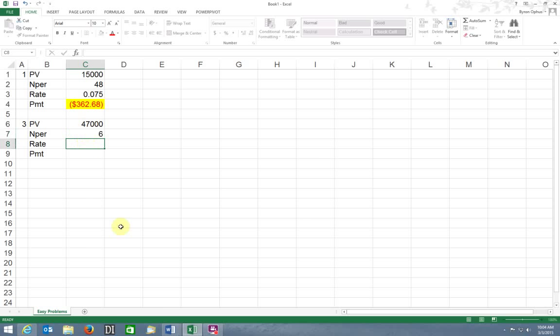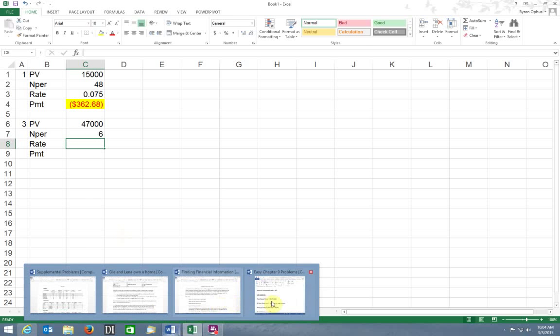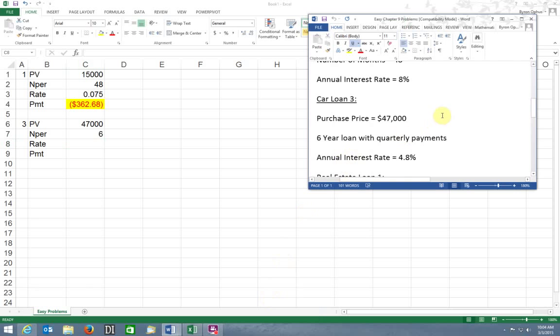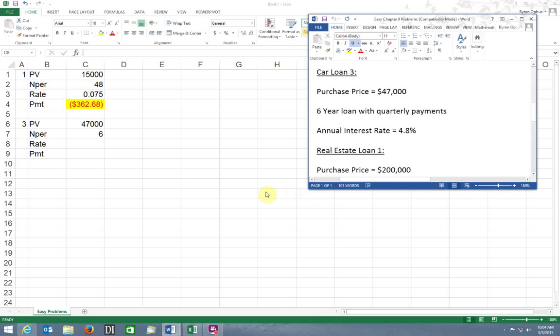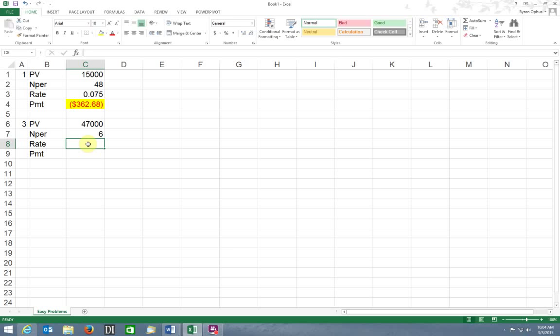That's fine. And my rate is 4.8%. So 0.048 is how I do 4.8%, right? And I could come up and hit my percent and make sure that that's how it shows up, right? I could have done the same up here. There we go. Okay, and now I'm just calculating the payment again, but I'm going to change my number so that I don't give this away.